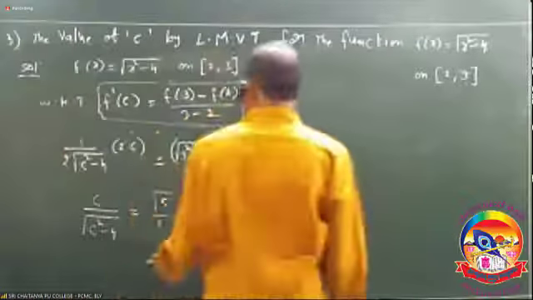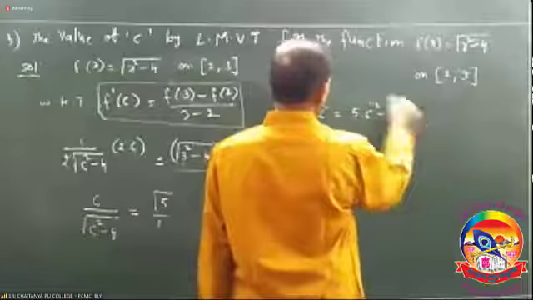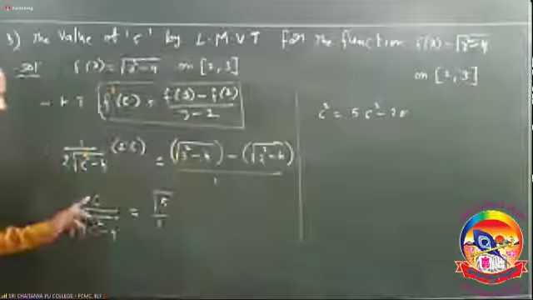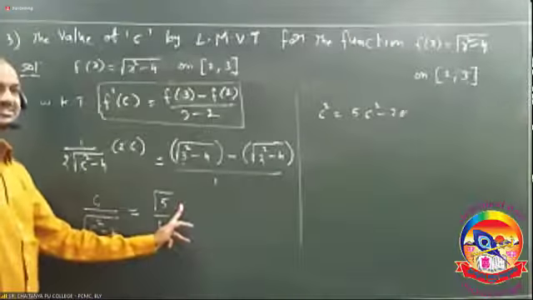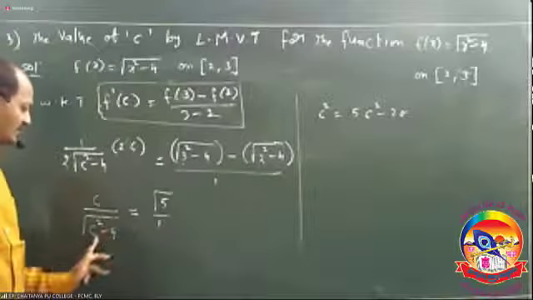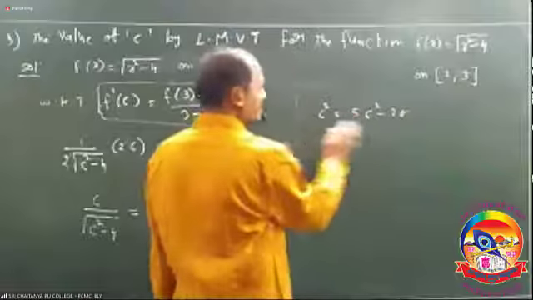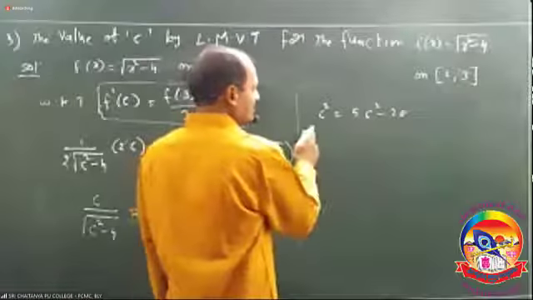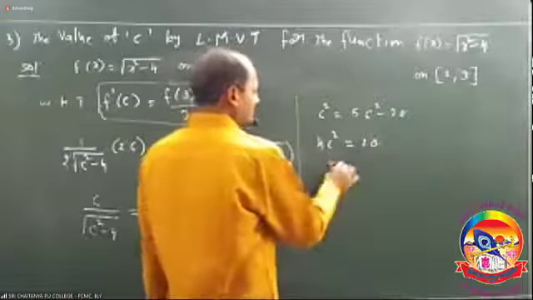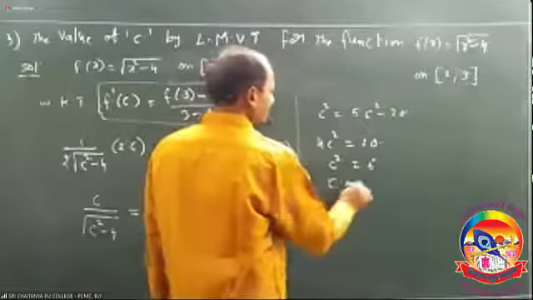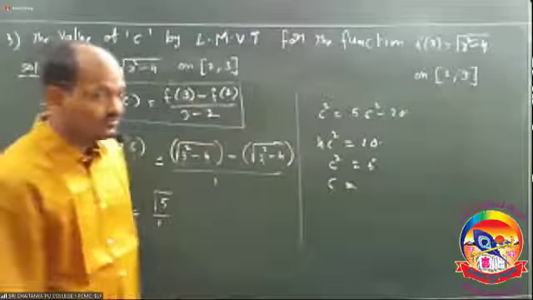Squaring on both sides, we get c square is equal to 5 into c square minus 4. So 5 c square minus 5 into 4 is 20. It is c square minus 5 c square, that is minus 4 c square. 4 c square is equal to 20, so c square is equal to 5. Generally c is equal to plus or minus root 5, but a negative value does not exist.